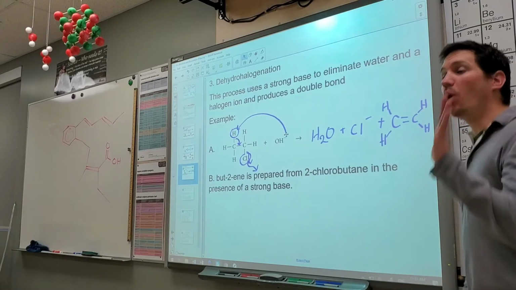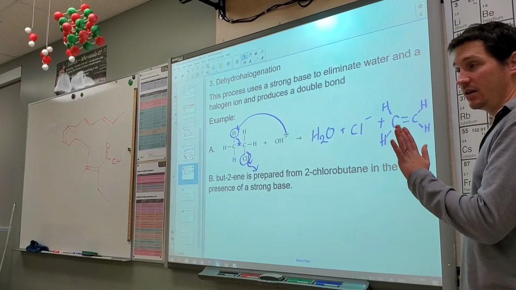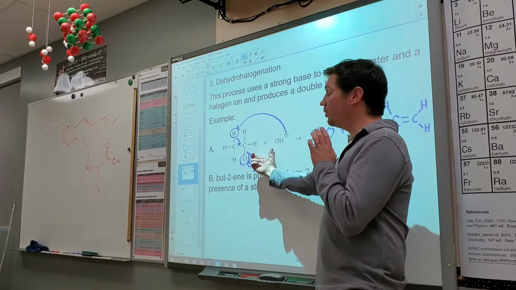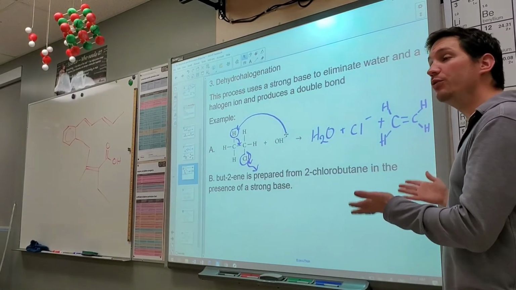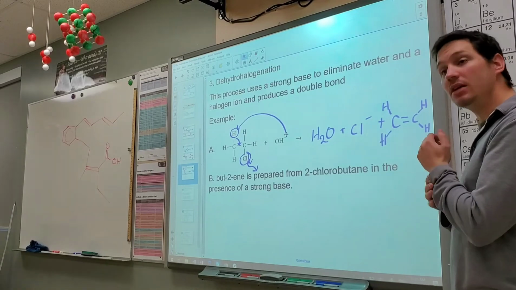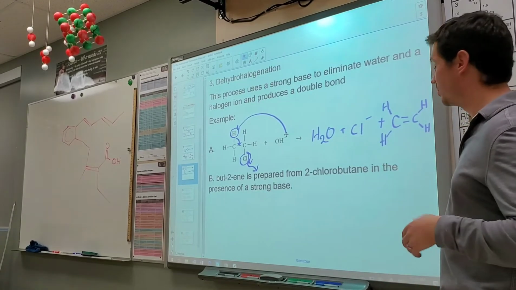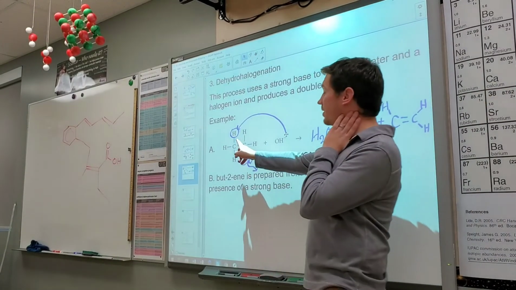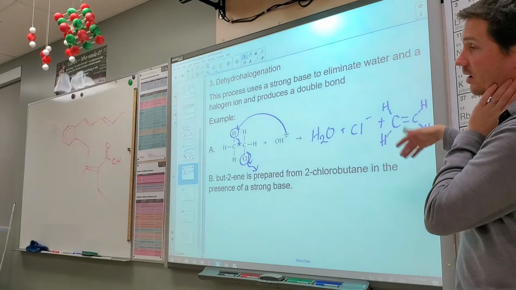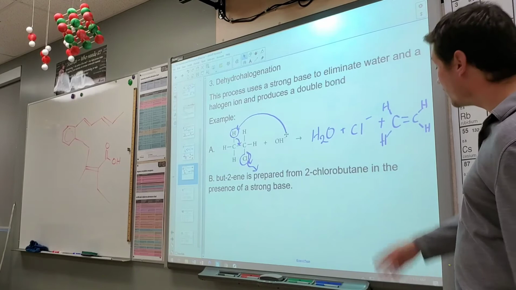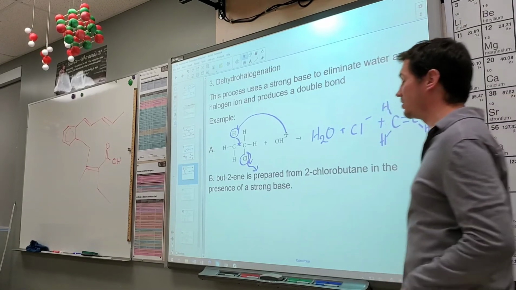The main point of this is we're starting with 2 things and we're ending with how many? 3. We're making a new thing, right? This is an elimination reaction. We're making an extra product. Also, we're starting with a saturated compound and we're ending up with an unsaturated compound, right? We're making a double bond. This is still an elimination reaction.